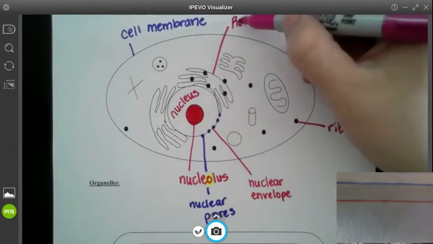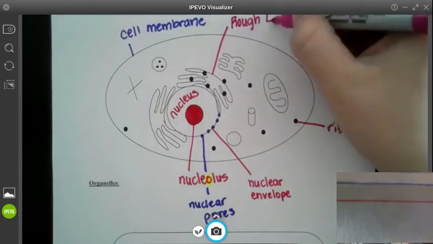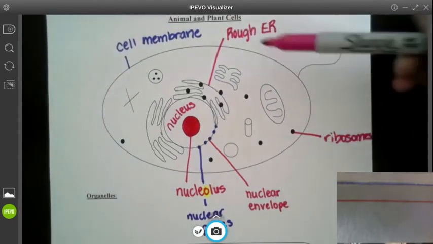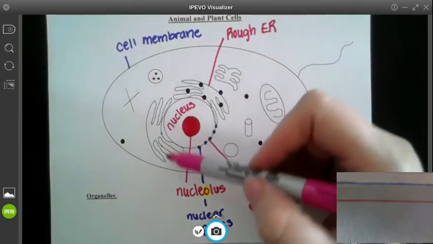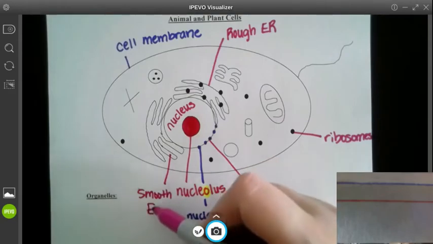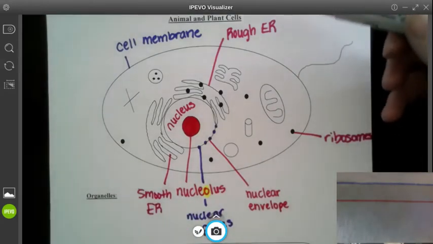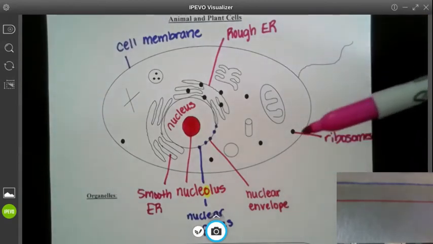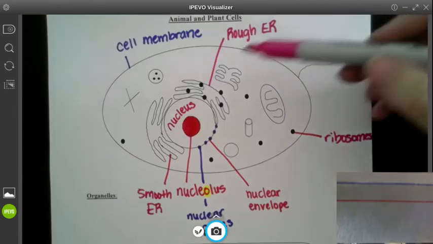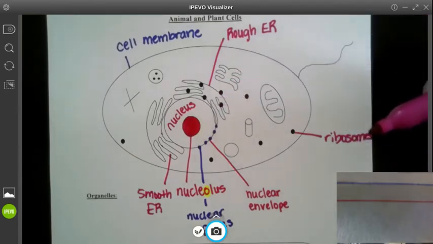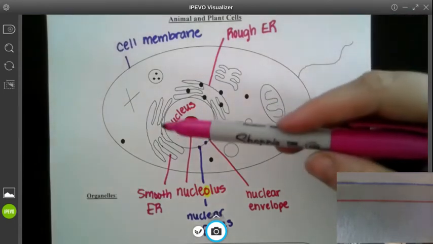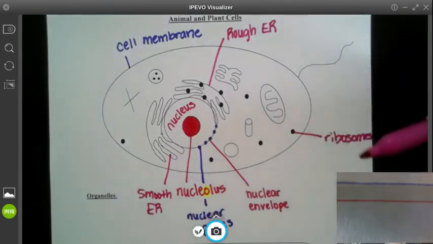I'm going to write rough. Instead of spelling out endoplasmic reticulum, I'm going to leave it as just ER. So rough ER. Now this one down here is going to be smooth ER. The reason it's called rough ER is because when it's magnified at a really high rate under a microscope, it actually looks rough or granular, and that's where we get rough and smooth. Smooth ER doesn't have the rough-looking appearance to it.